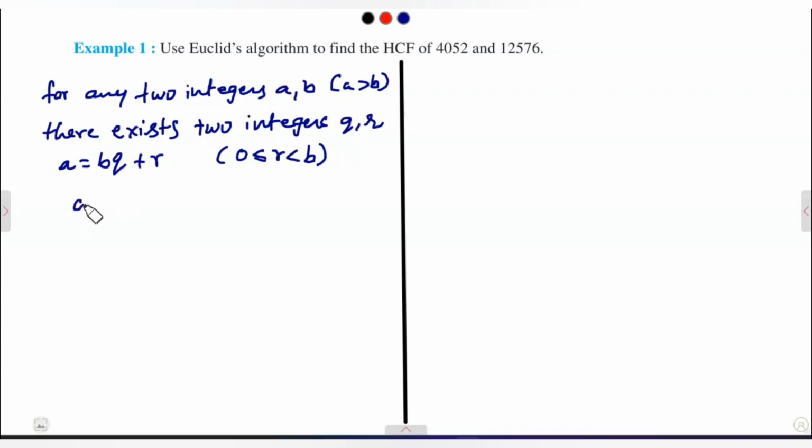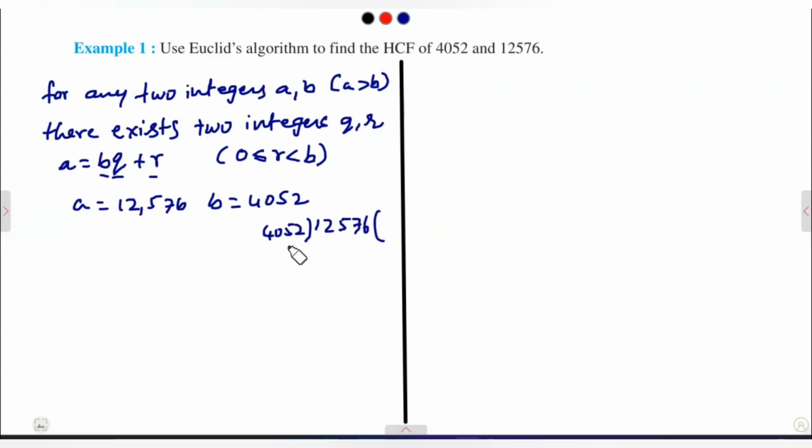So let us think of A as 12576, as A should be greater than B. So let us think of B as 4052. And to apply the first step of the algorithm, let us divide A and B and find out what Q and R are. Let us divide these two, 4052 into 12,576.